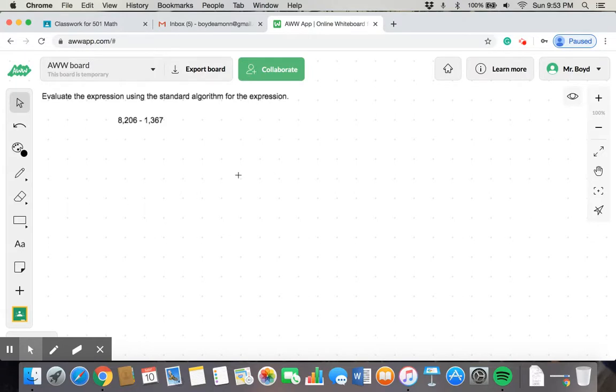So our problem here says to evaluate the expression using the standard algorithm for the expression. On Friday, we did addition. If you take a look here, you can see the difference today. We will be using subtraction. So when setting up our problem, it's going to be very similar to addition. We're going to want to make sure that we line up all of our place values.